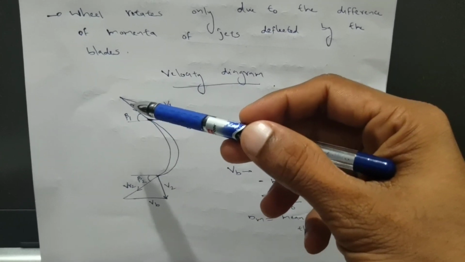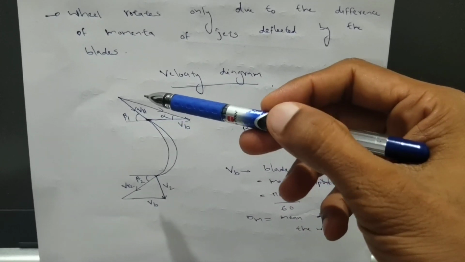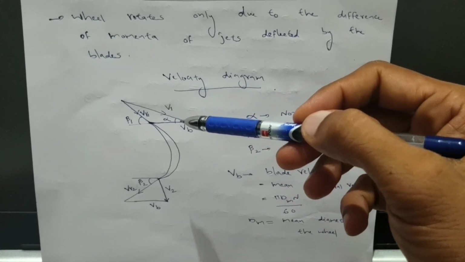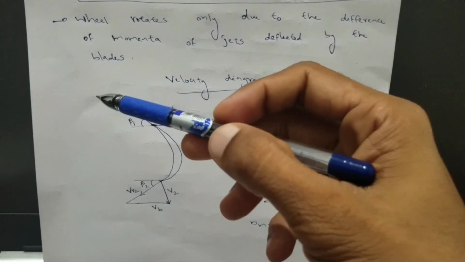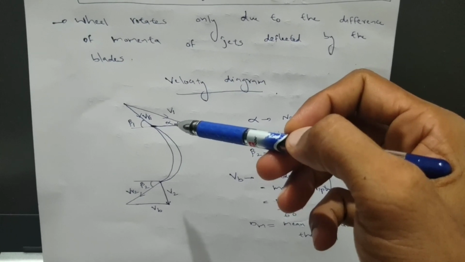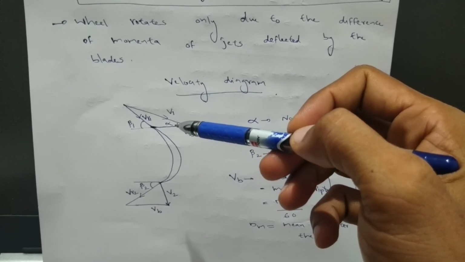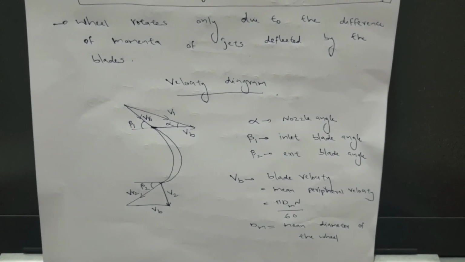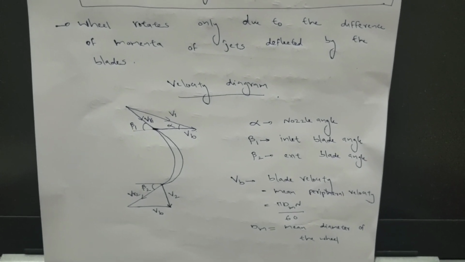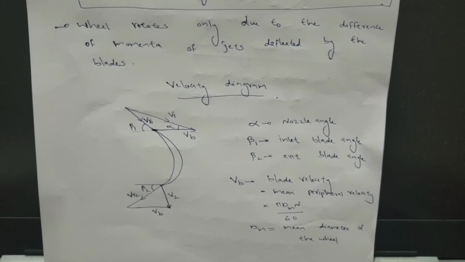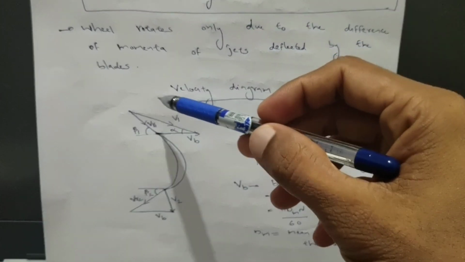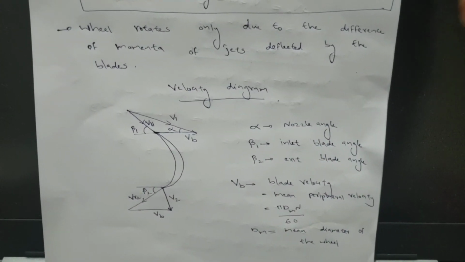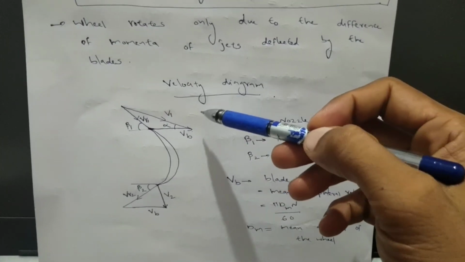At the inlet of the blade, steam comes in with an absolute velocity v1. That is coming from the nozzle. It comes with absolute velocity v1 at an angle alpha. This angle is nothing but the nozzle angle, because the nozzle is kept at an angle with respect to the blades. So v1 is the absolute velocity of the steam that is coming in, at an angle alpha.